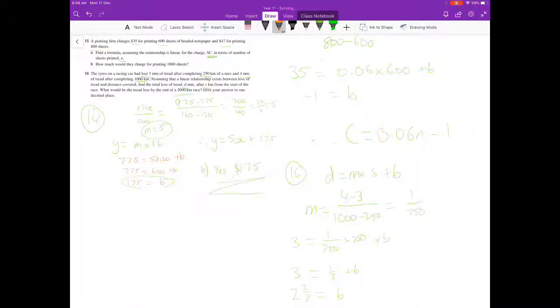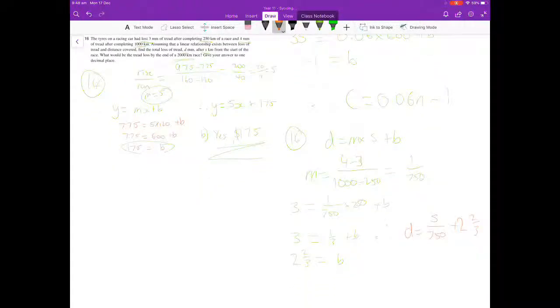Chuck it back into our equation, and we will have D equals 1 over 750 times S, otherwise known as S over 750, plus 2 2/3. And now that last section that we do need to do has asked for the 2,000 kilometre race, so we're going to throw that one in. We've got 2,000 over 750 plus 2 2/3, and of course we're going to be going to 1 decimal place here, and in a calculator that will make our life a lot easier. End up at 5.3 millimeters.